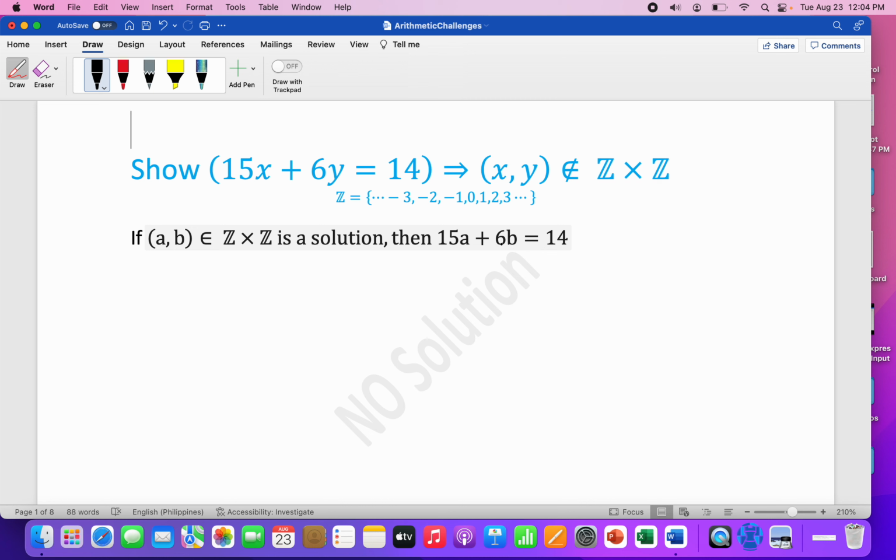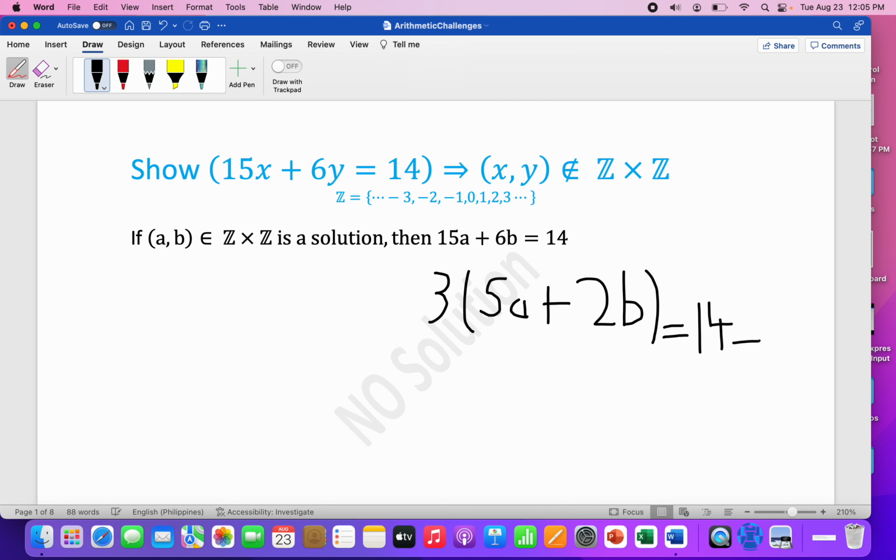that 3 is common to both of these terms, and so we could write down 3 times (5a plus 2b) equals 14. But notice that 14 has a prime factorization of just 2 times 7. So 14 is equal to 2 times 7.